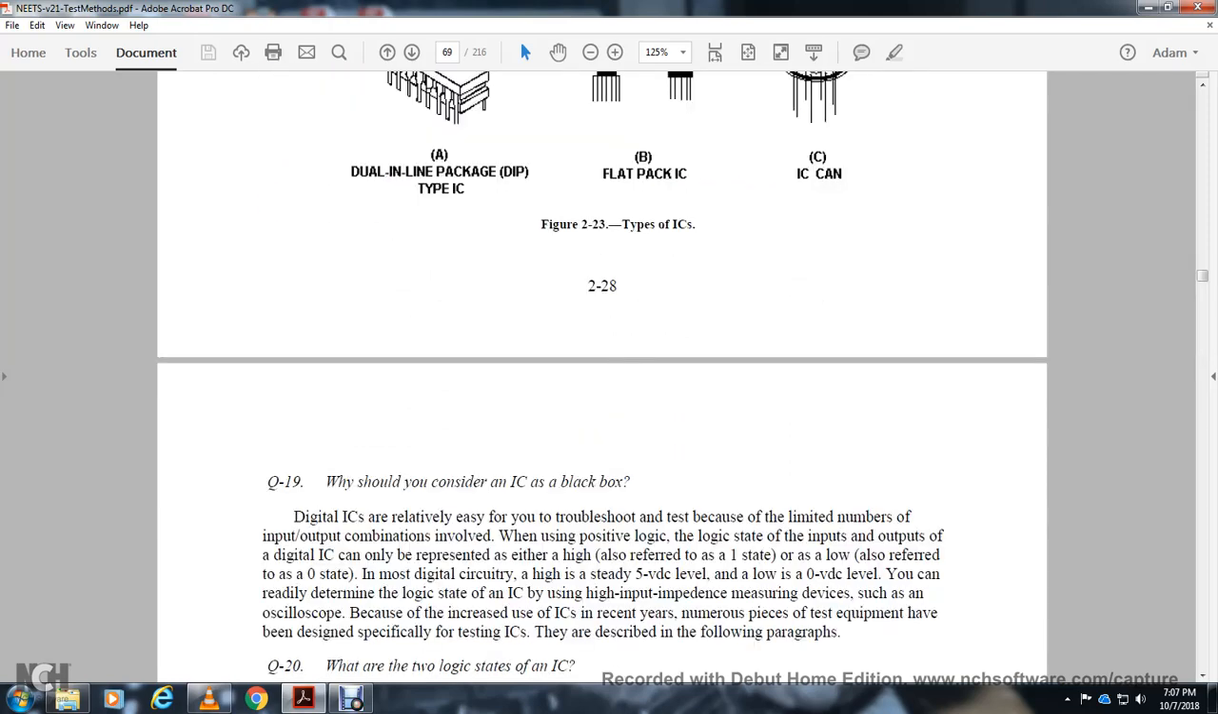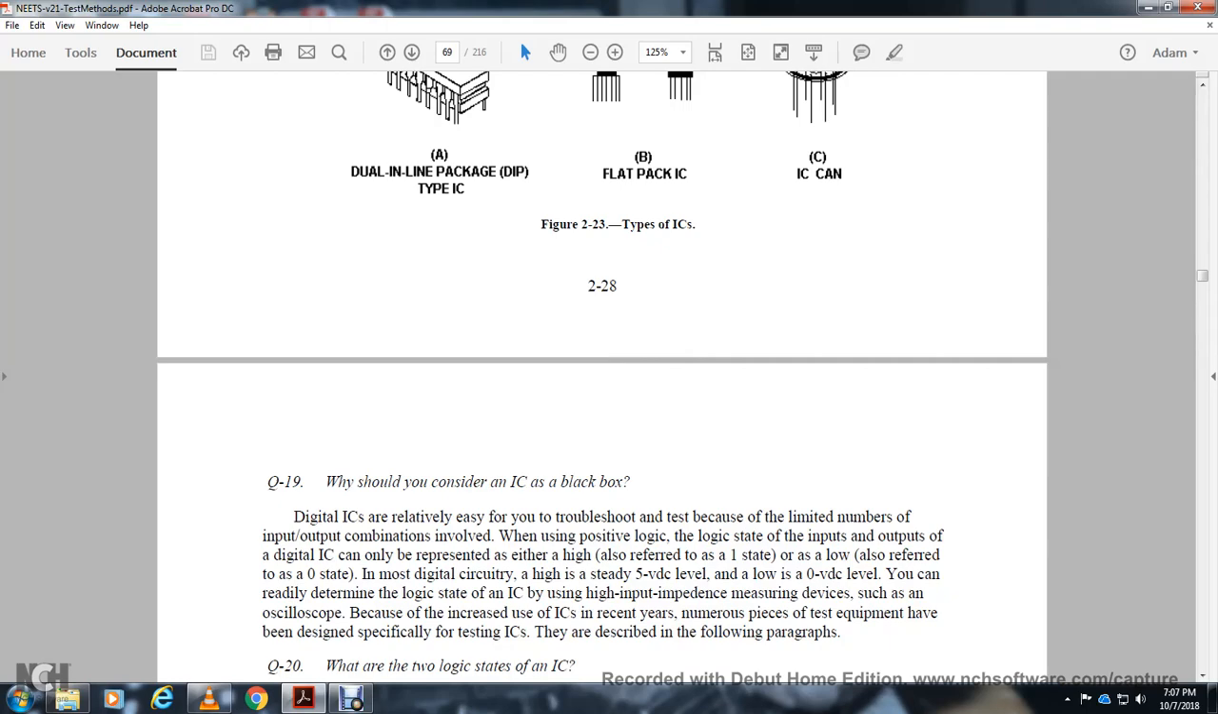Digital integrated circuits are relatively easy to troubleshoot because of the limited number of input and output combinations. The logic states at the input and output of the digital integrated circuit are either high or low, referred to as the one state and the zero state. The high state is a 5 volt DC level. The low is 0 volt DC. You can easily determine the logic state of the integrated circuit at the output and input with a measuring device, such as an oscilloscope, with the impedance of the measuring device taken into account.